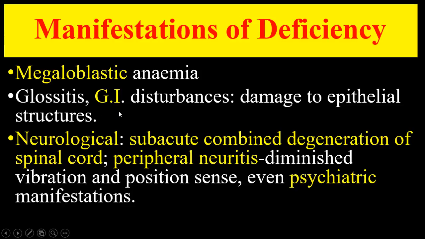The GI epithelial cells are also undergoing high turnover, so glossitis and others may be the result of damage to the epithelial structures. And similarly, as I mentioned, due to the lack of vitamin B12, due to the lack of methionine metabolism, or due to accumulation of homocysteine, we may have subacute combined degeneration of the spinal cord in vitamin B12 deficiency, and peripheral neuritis, and even psychiatric manifestation.